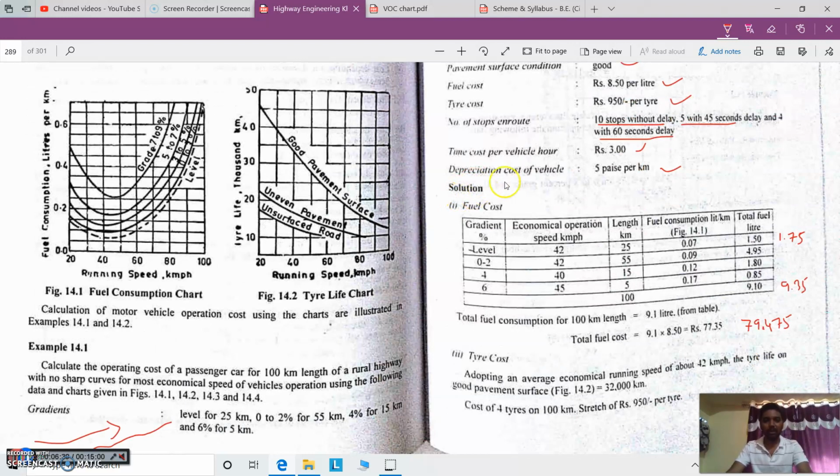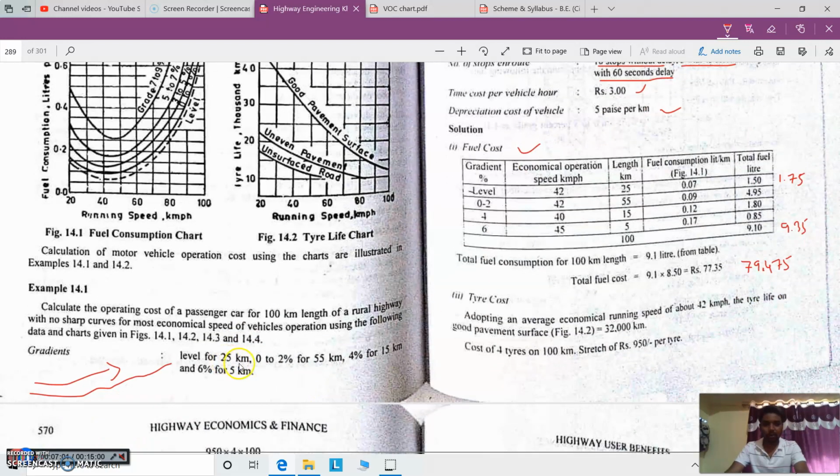So by considering these data, we have to calculate the total cost of the particular vehicle which has traveled 100 kilometers in length, right? In this cost, we'll start with the fuel cost. So how much fuel is consumed in traveling 100 kilometers of length?